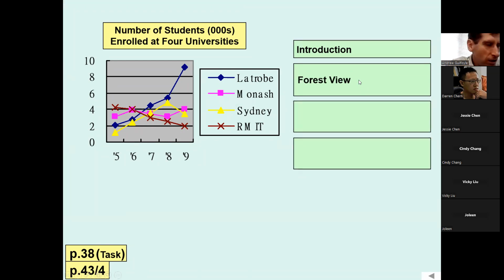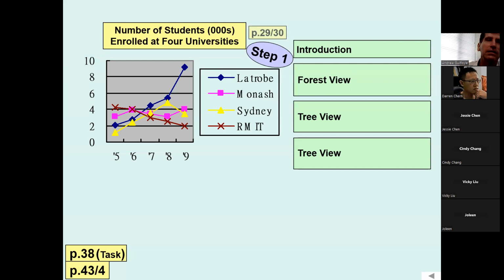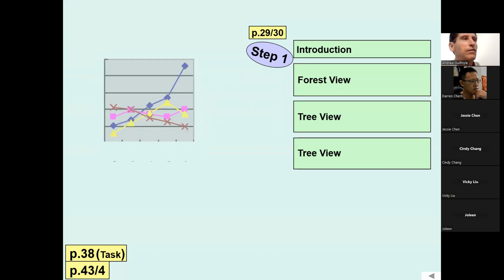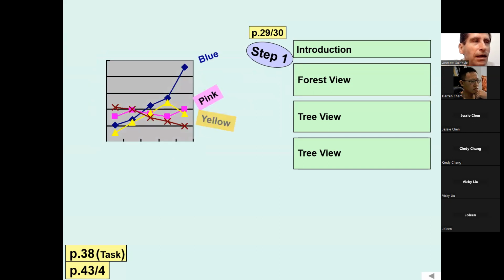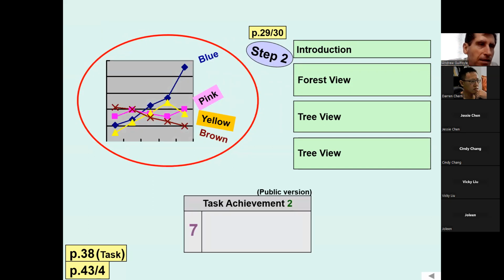Okay. Because it's called an overview in the band descriptors. IELTS 7 provides a clear overview of main trends, differences, and stages. Okay, we write the introduction. Let's look at the overview or forest. Step 1, according to my book, page 29, it's very visual. Let's think blue, pink, yellow, and brown. Step 2, look at the whole thing. And that's what we want, IELTS 7 or more.